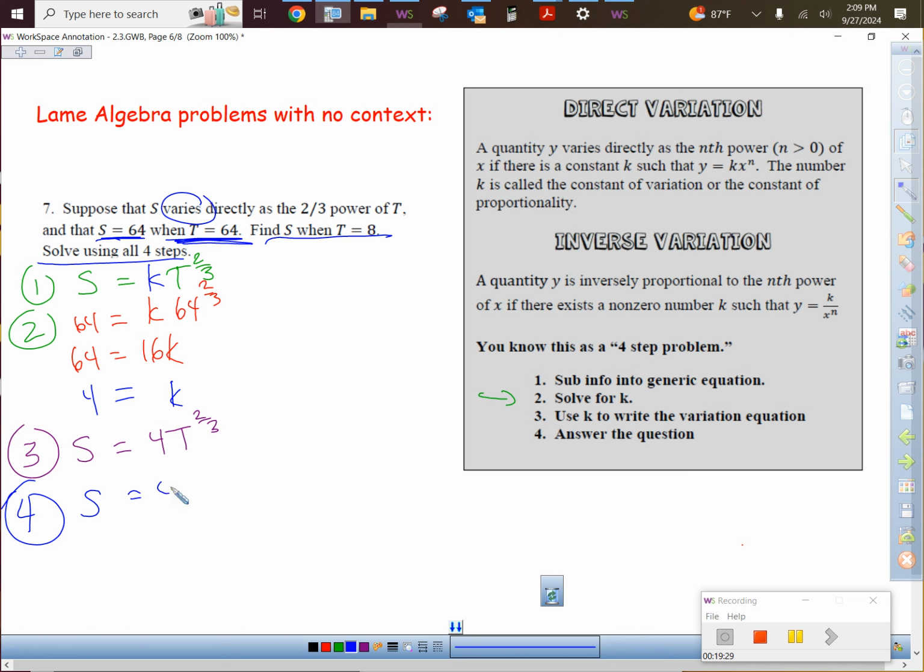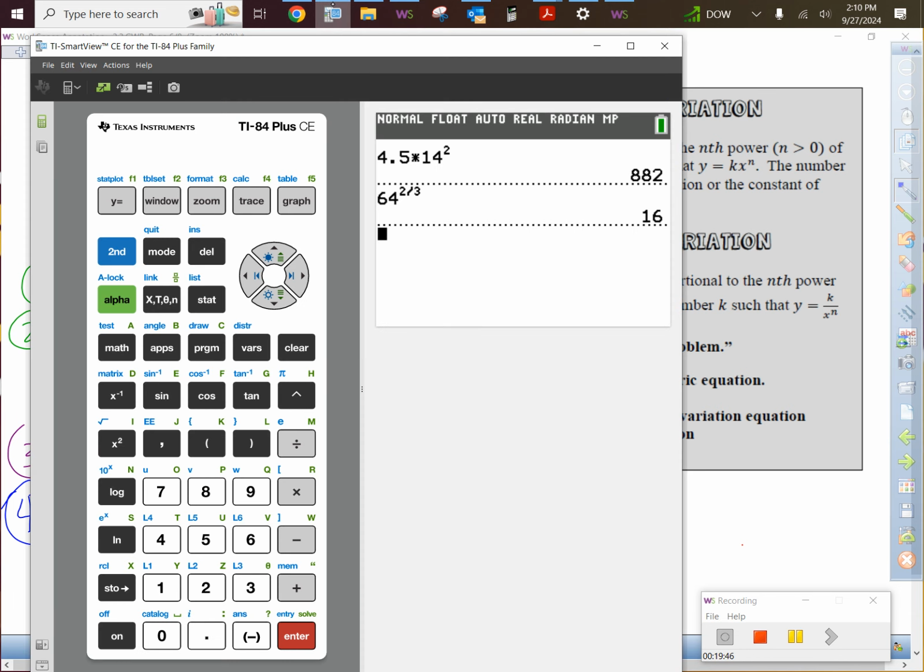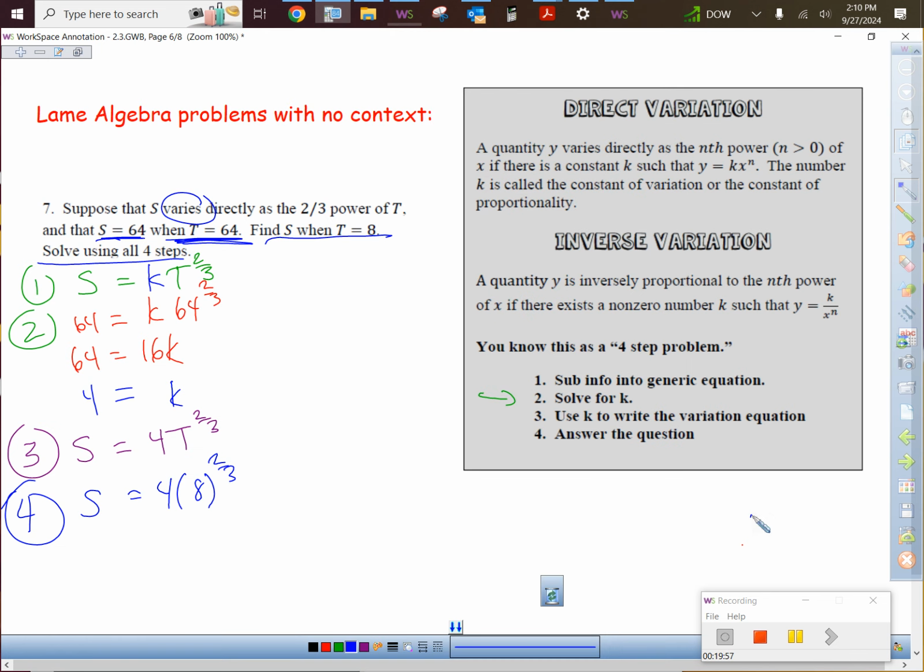So I got S equals 4 times 8 to the 2/3. And you could literally punch that whole thing in from left to right. Lame. You didn't know what any of this stuff stood for. S's and T's. What are they solving for? What is this? It's dumb. I like stories. Stories at least have context to it. Is it to the 2/3? Is that what we're doing? Yeah. Delete. And did you get 16 back on that? Right? Can't even put a label on it because there's no story to it. Dumb. But that was direct variation.